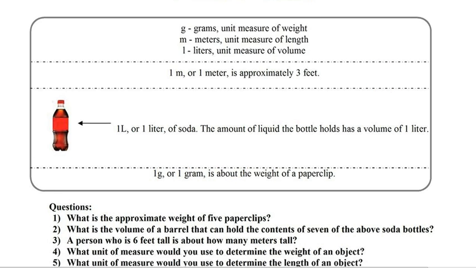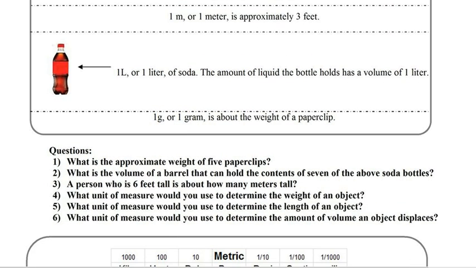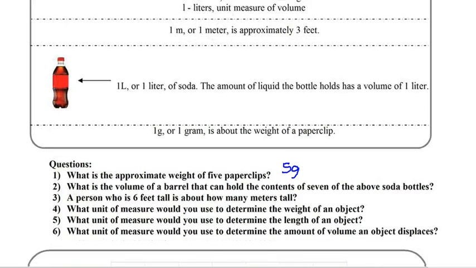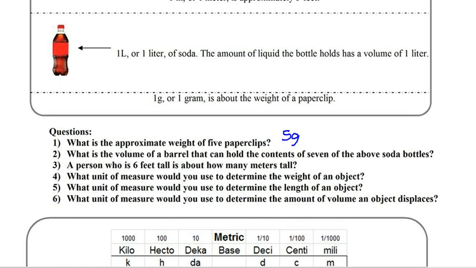Okay, so let's see if you can figure out what these are and use the proper measurement for each of these. So what is the approximate weight of 5 paper clips? For that one, you would say 5, and you'd put a G for grams. If it's meters, you put an M. If it's liters, you put an L. So I want you to try numbers 2, 3, 4, 5, and 6. Just take a guess. If you need to, look back and see what it says. Alright, hit pause now and try them.